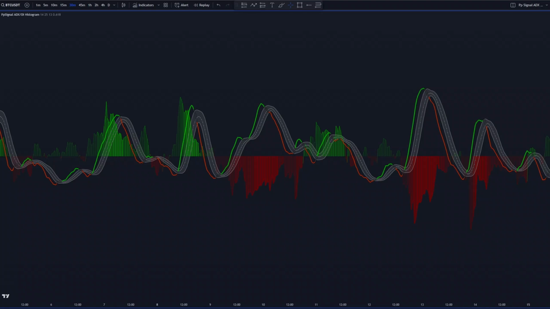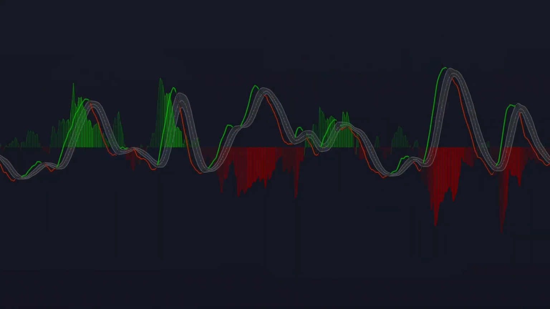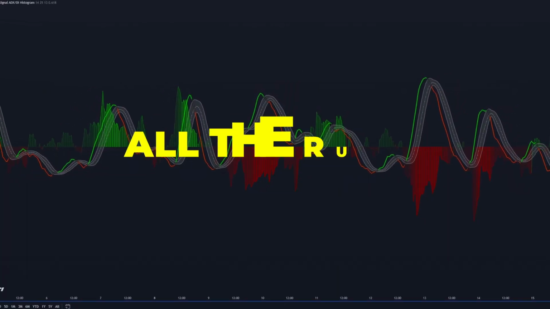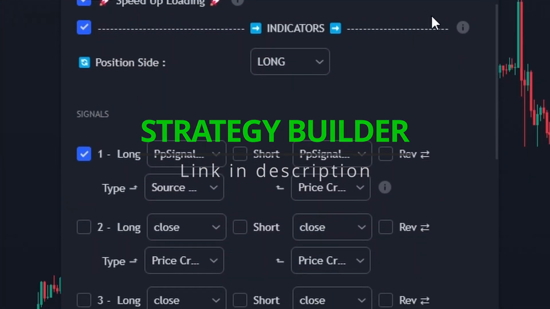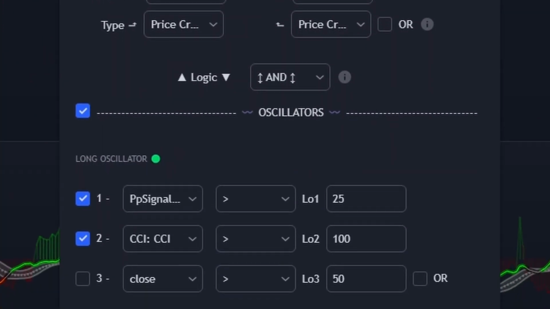This strategy comes from Sohail PKO, a really great YouTube channel where I often discover amazing indicators. And considering that I really like this indicator, I decided to build his strategy following all the rules he explained using our strategy builder, a powerful tool that allows us to build strategies without coding. Let's start by loading the needed indicators.